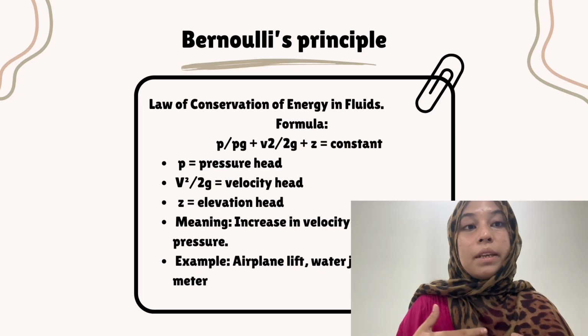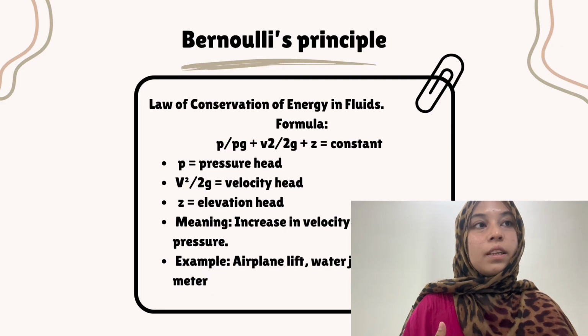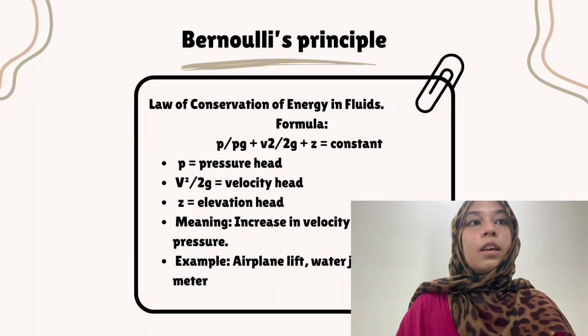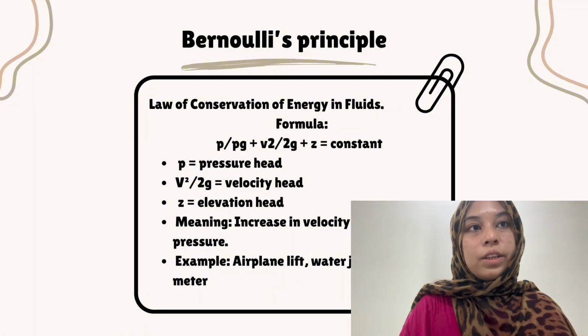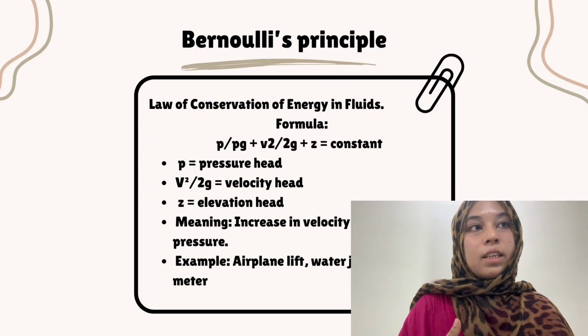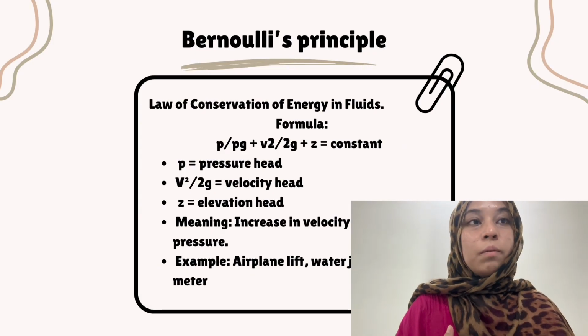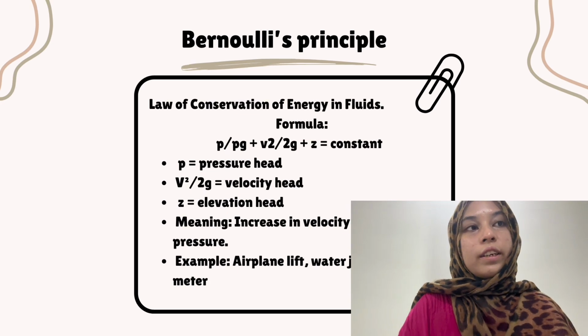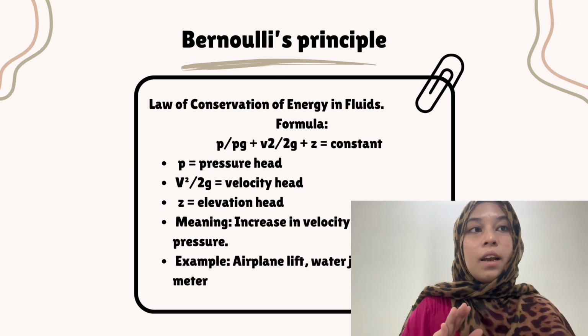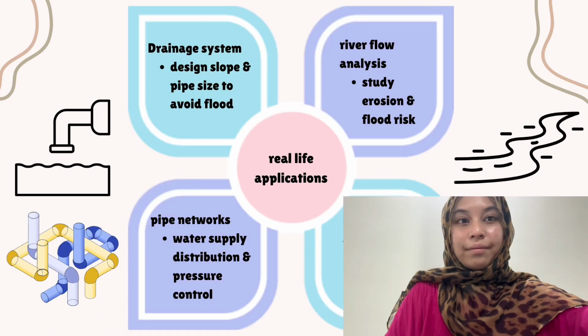This principle can be seen in many real-life examples. For instance, in a venturi meter, the water flows faster in the narrow section and pressure drops. Another example is airplane wings, where faster air above the wing produces lift. In civil engineering, Bernoulli principle is applied in designing pumps, pipes, and water jets.